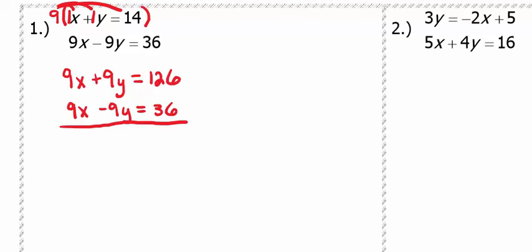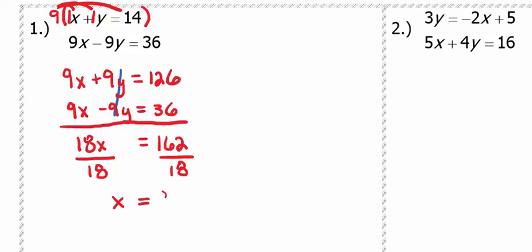At this point, we do have the x's that will add together to give us 18x. The y values, they will cancel. And down here, we will get 162. Now all I need to do is undo the multiplication with the 18, so divide both sides by 18. X is going to be 9. So what we did there was we just found x.